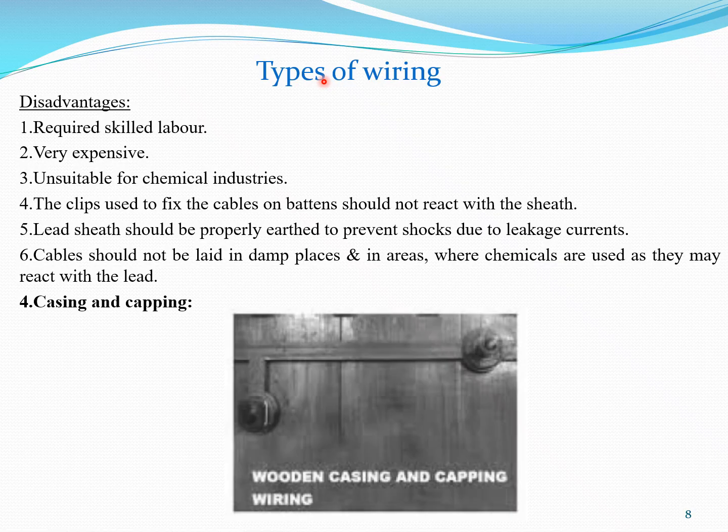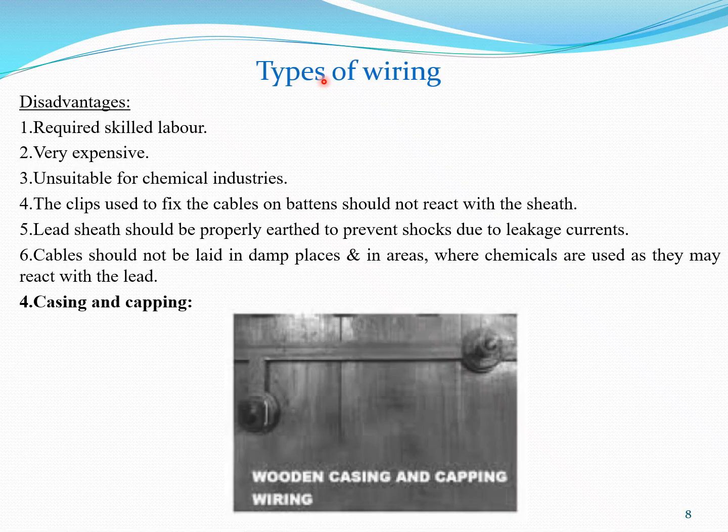Now the limitations of this type of wiring. First one, this wiring requires skilled labor for the erection. Then this method is costly. It is not suitable for chemical industries. The clip used to fix the cable on batten should not react with the sheath. Lead sheath should be properly earthed to prevent shock due to the leakage current, and cable should not be laid in damp places and in areas where chemicals are used, as they may react with the lead.